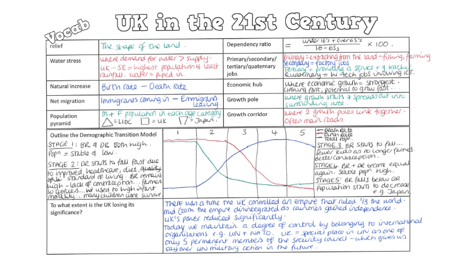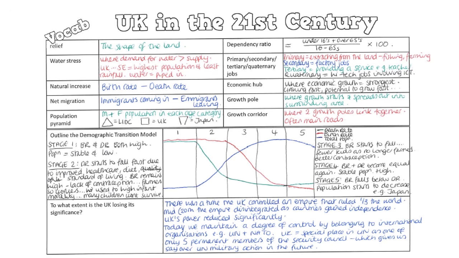And you've got pretty much the same number of babies being born as people that are dying, so the population remains stable. In stage 5, some countries have gone into stage 5, like Japan. The birth rate actually falls lower than the death rate. So there are fewer babies being born than the number of people dying. And here the population starts to decrease. The UK is at stage 4 of the demographic transition model.